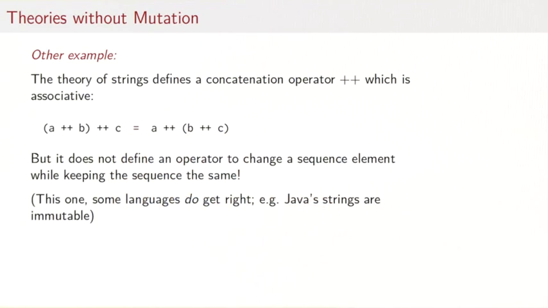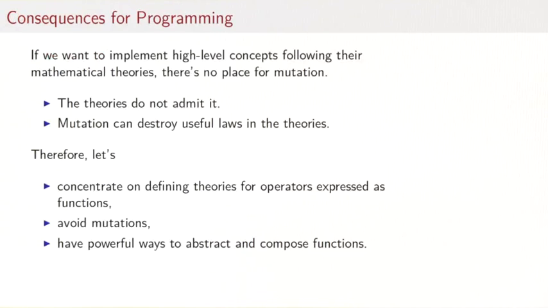But again, the theory does not define an operator to change a sequence element while keeping the sequence the same. This one some languages actually do get right. For instance, in Java, the type of strings is immutable. It also does not give you an operator to change a character in the string while keeping the string the same. So these were observations about theories in mathematics.